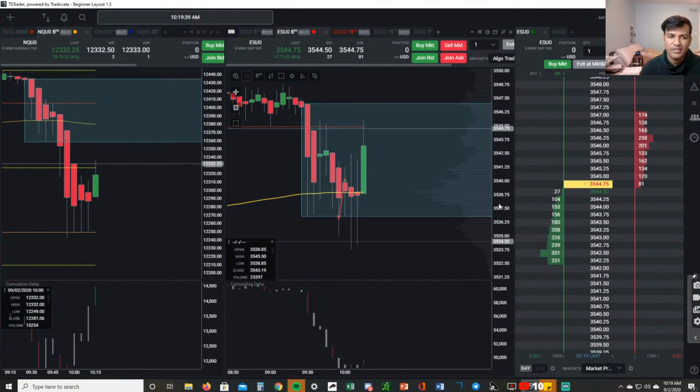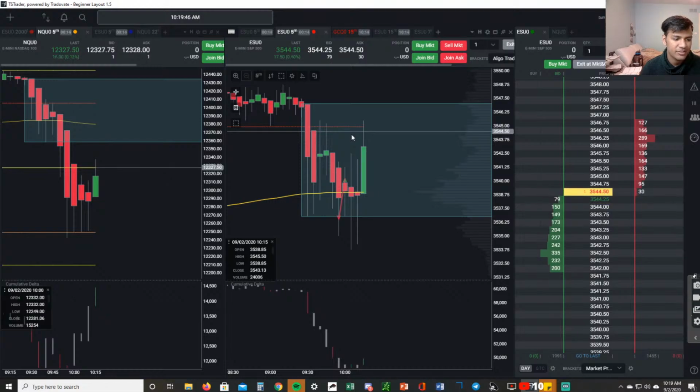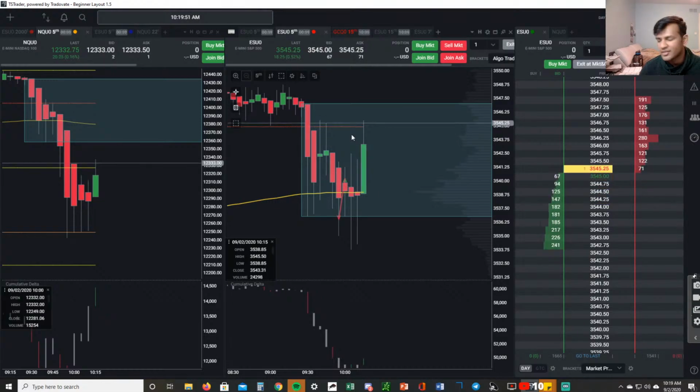So, I like manually controlling my stops. That's just me. Trail stops haven't really ever worked out well for me, so yeah.